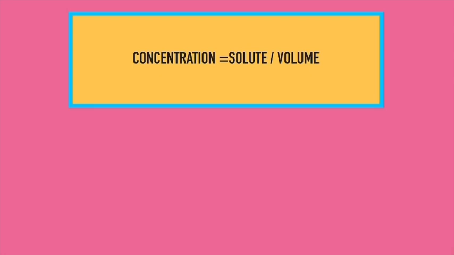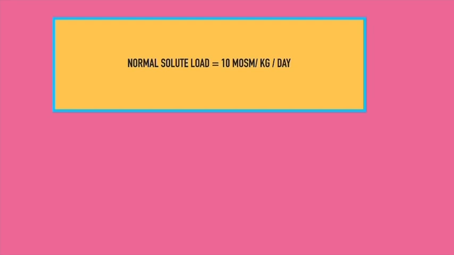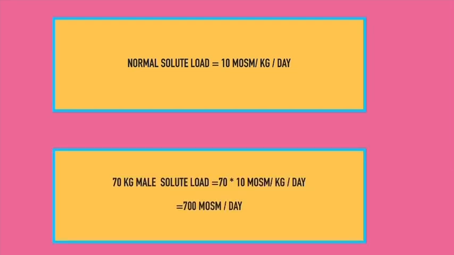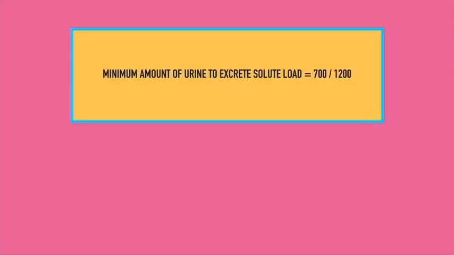As you know, the concentration is equal to solute divided by volume. So in terms of urine, that means the urine concentration is equal to the solute load divided by urine volume. The normal solute load is actually 10 milliosmol per kilogram per day. So in a 70 kg male, it is actually equal to 700 milliosmol per day. Solute load is equal to solute excreted. So the minimum amount of urine to excrete this solute load is actually equal to 700 divided by 1200.